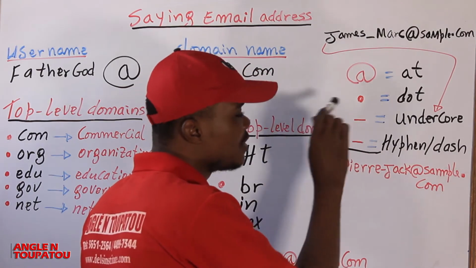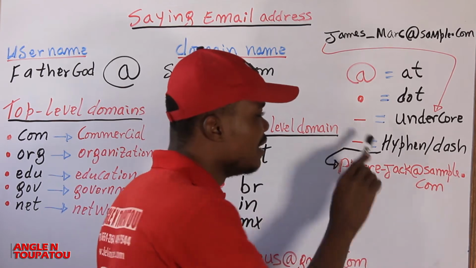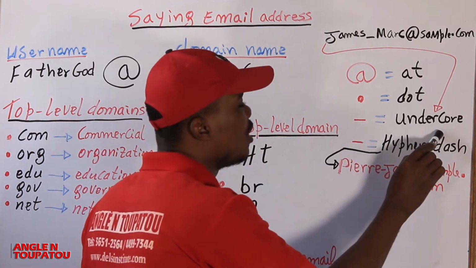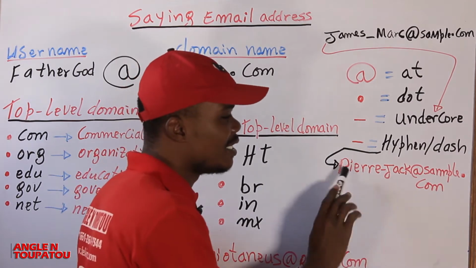But let me give you a second one, because this and this are not the same. They are not the same. This is underscore and then this is hyphen. This is an example of hyphen. You see it is in the middle.